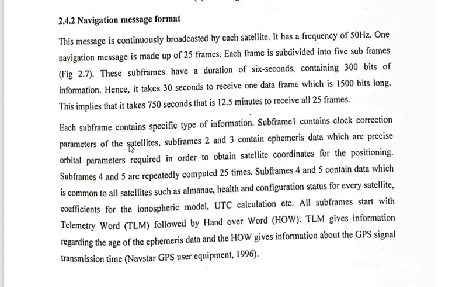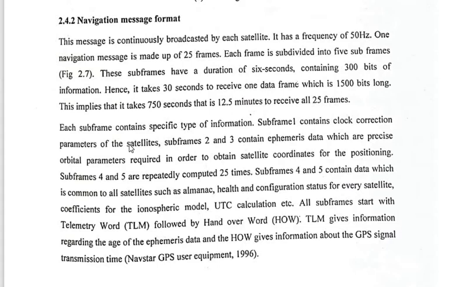When it comes to subframe 2 and subframe 3, they will be containing the Ephemeris data, which is nothing but the precise orbital parameters required in order to obtain the satellite coordinates for positioning. In the initial classes of unit 1, I have told you about the Ephemeris data and the almanac data. Almanac data is the one which covers 4 to 5 days, whereas your Ephemeris data is precise, temporary data; at that point only you will be having that particular data.